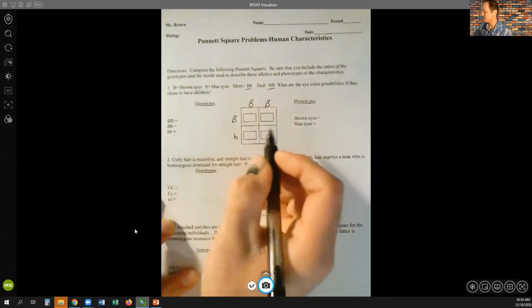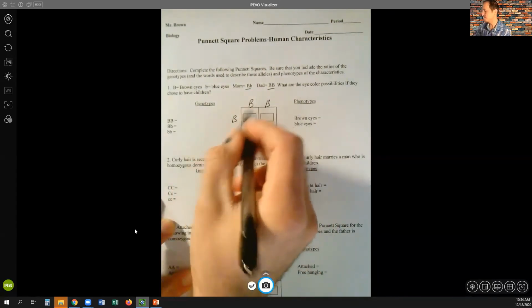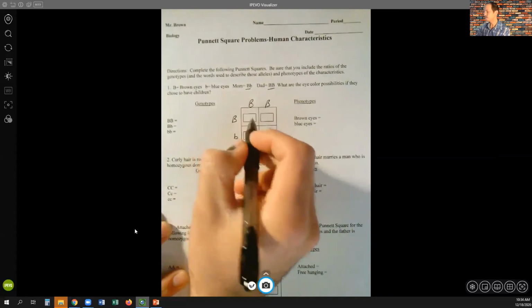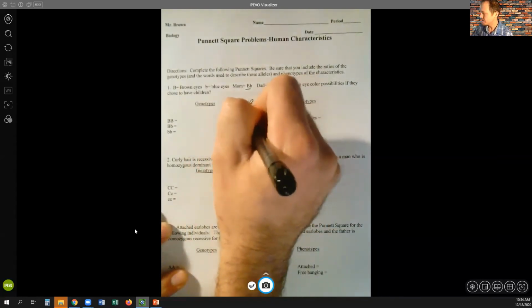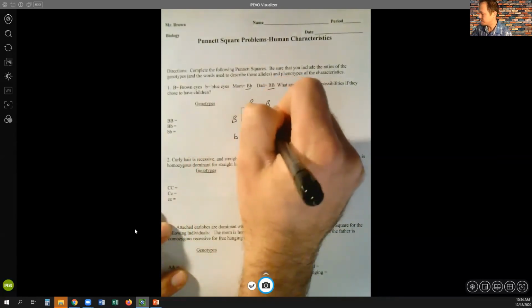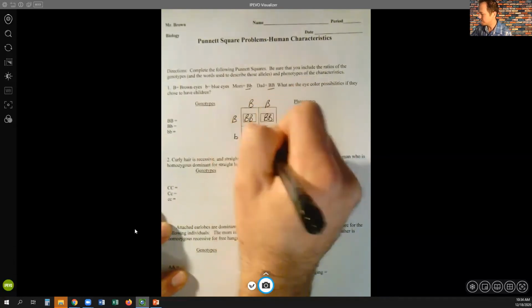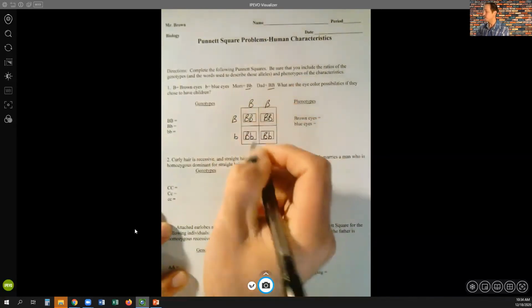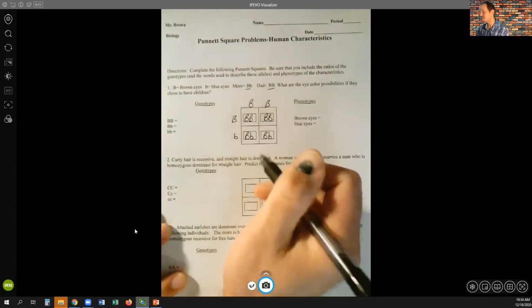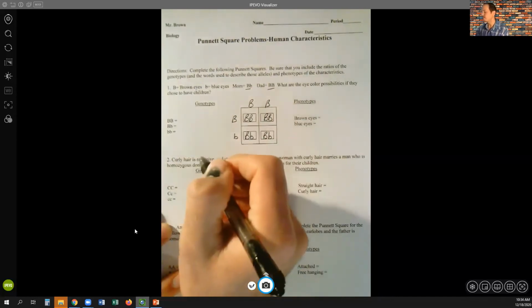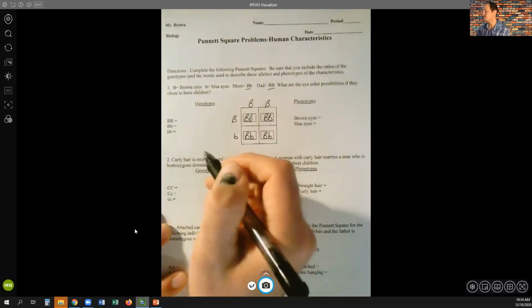Now, so that was step 1, was knowing the parents. Step 2 is putting them on the square. Step 3, we need to distribute the alleles. So big B, dominant, recessive, dominant, recessive. So now we have our offspring filled in. Now step 4 is where we need to calculate our ratios and percentages.